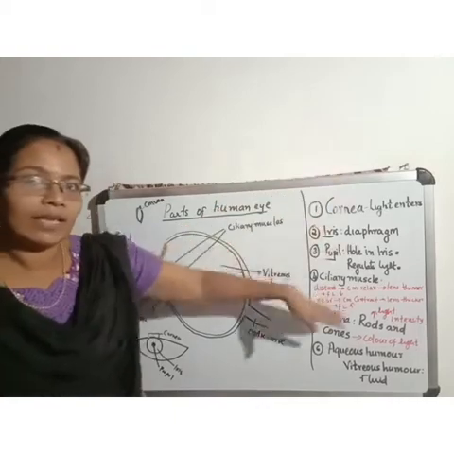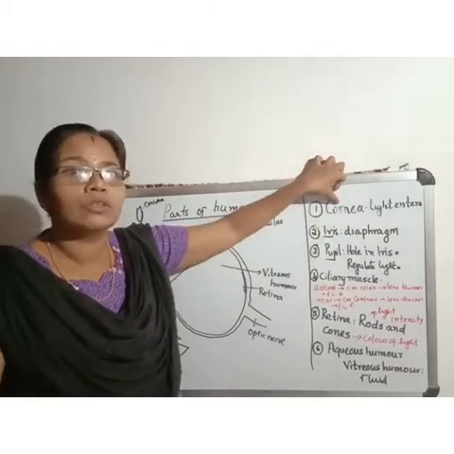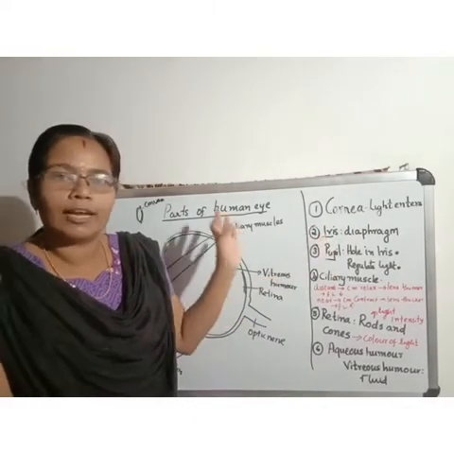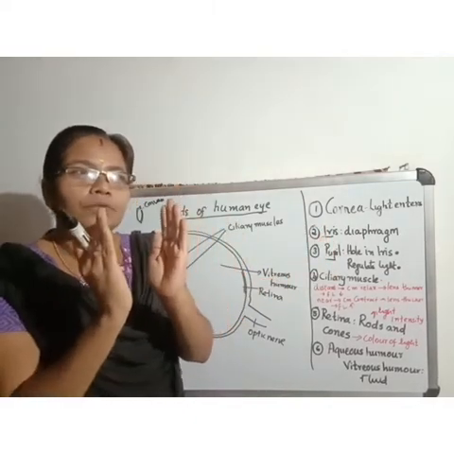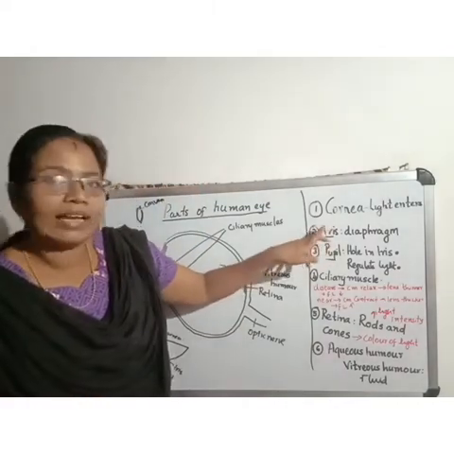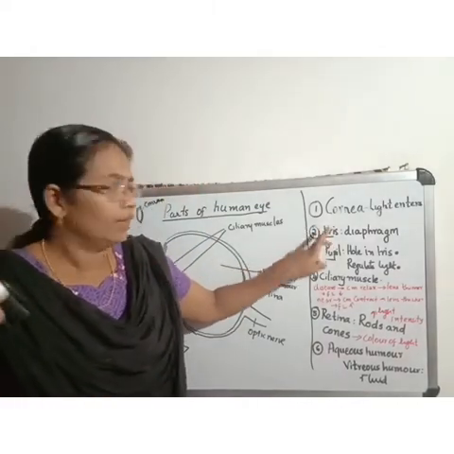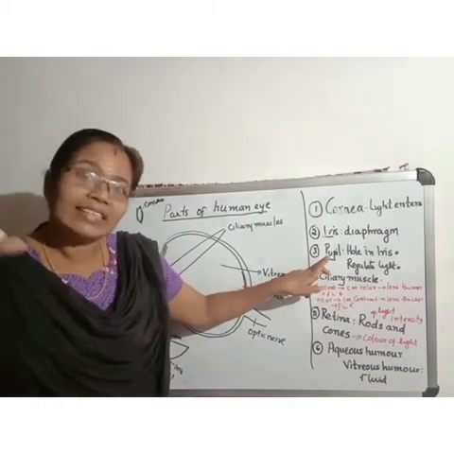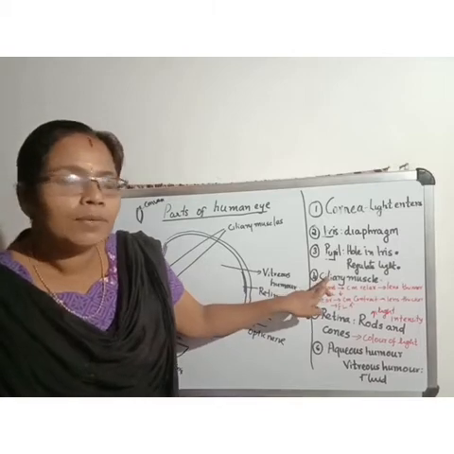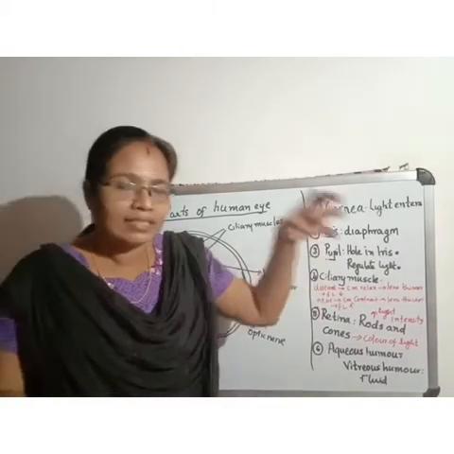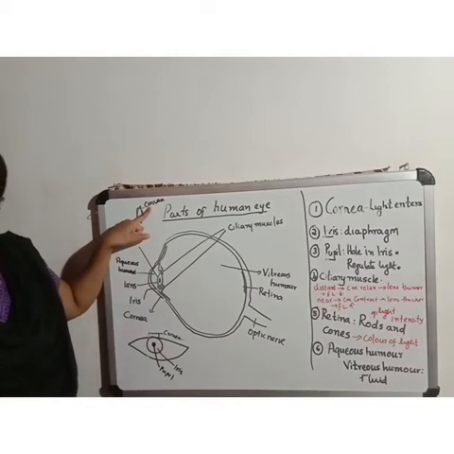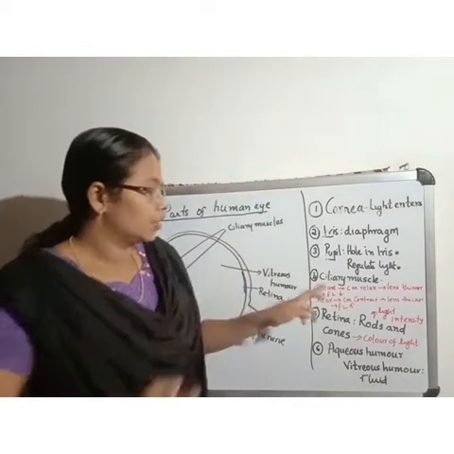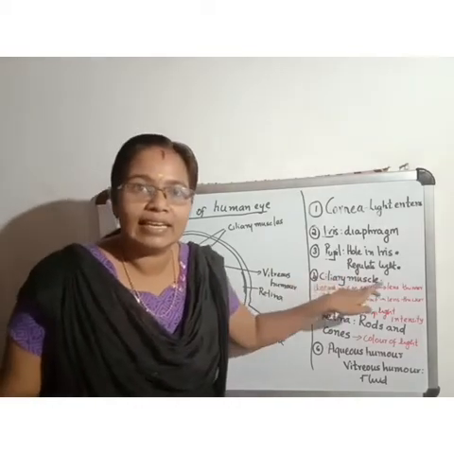So once again we can recap: the cornea, through which light enters; the iris, which is a diaphragm. Diaphragm means it's just for partition. The iris has an opening called the pupil, and the pupil decides the amount of light entering the eye. Inside the pupil you can see a lens, a convex lens, and this lens is held in that position with the help of the ciliary muscles.